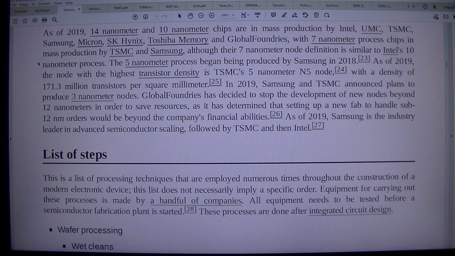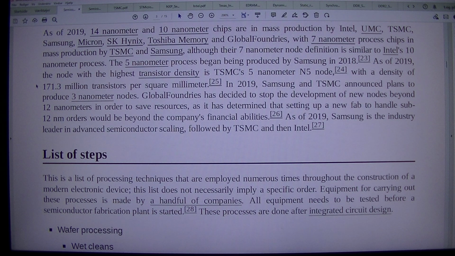As of 2019, the node with the highest transistor density is TSMC's 5 nanometer N5 node, with a density of 171.3 million transistors per square millimeter. In 2019, Samsung and TSMC announced plans to produce 3 nanometer nodes.